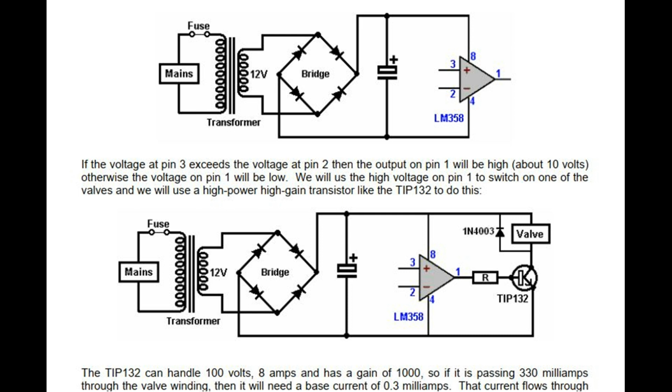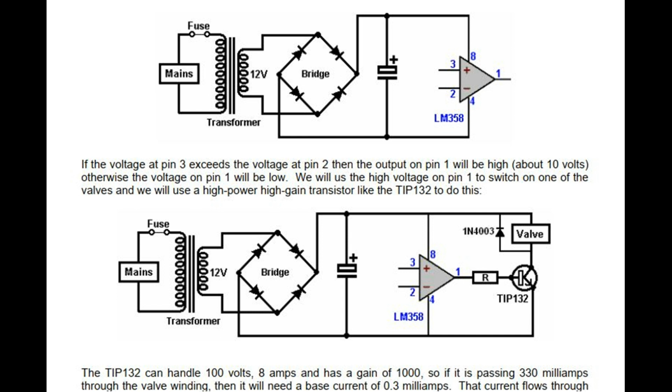We will use the high voltage on pin 1 to switch on one of the valves, and we will use a high-power high-gain transistor like the TIP132 to do this. The TIP132 can handle 100 volts, 8 amps and has a gain of 1000, so if it is passing 330 milliamps through the valve winding, then it will need a base current of 0.3 milliamps.